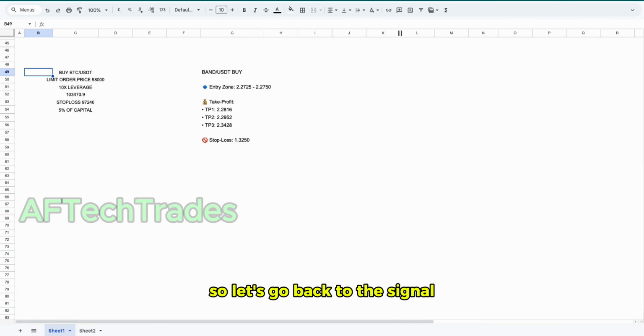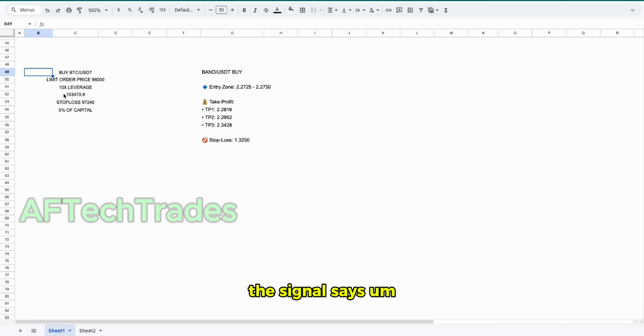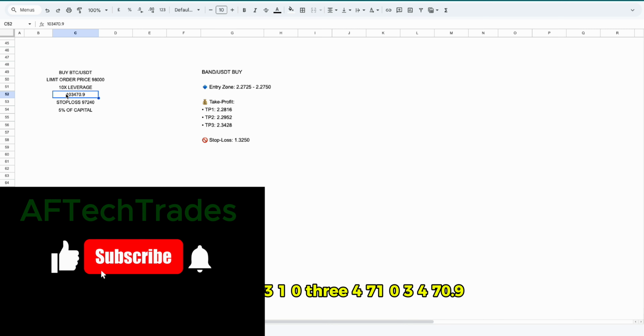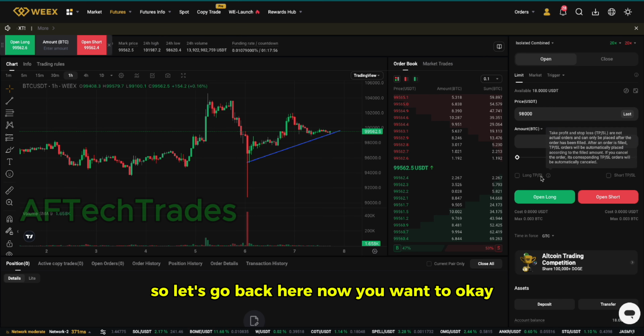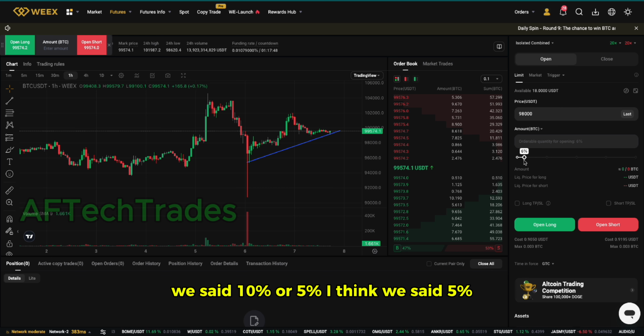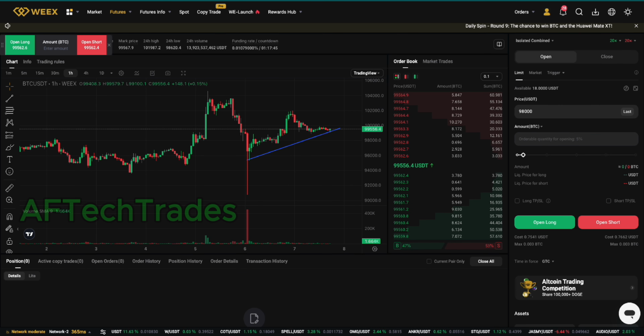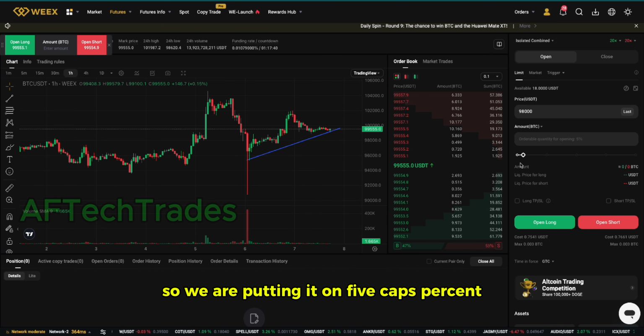So let's go back to the signal. The signal says 10x, which we have done. Here the signal says this is supposed to be our TP, 103,470.9. So let's go back. Here now, let's set this one to, we said 10%, right? We said 10% or 5%, I think. We said 5%. Let me go back so that we will be sure. 5% of capital. So we are putting it on 5%.